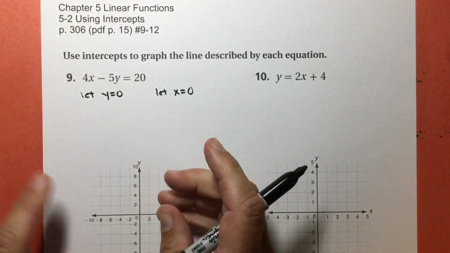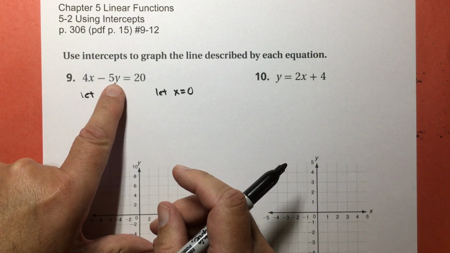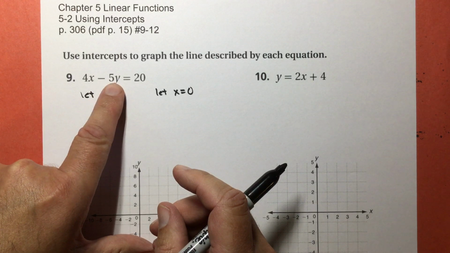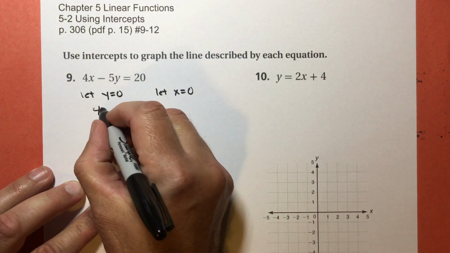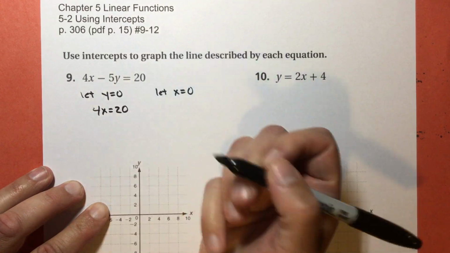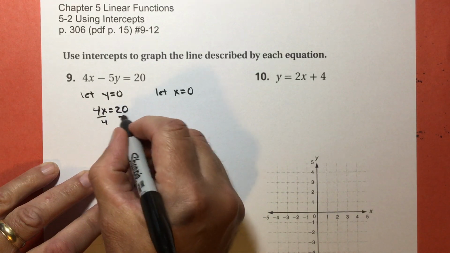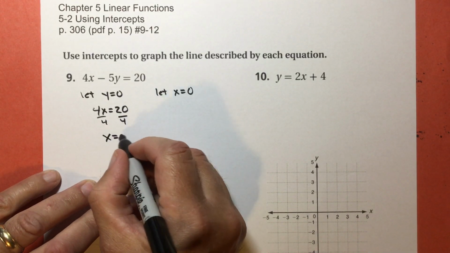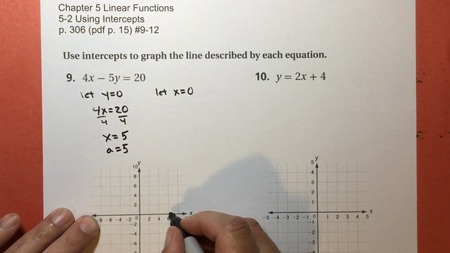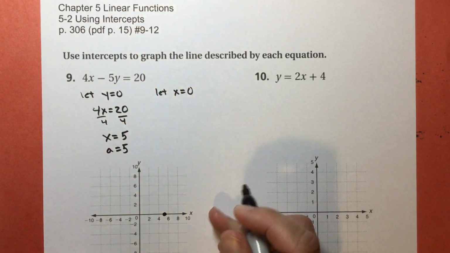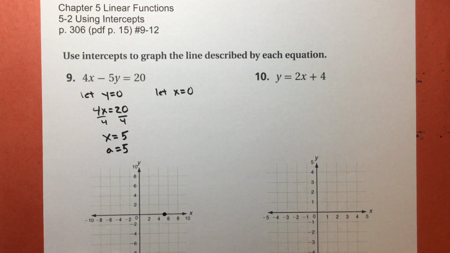All right, so I'm going to slow down and do that again. Y equals 0 right here. Negative 5 times 0 is 0. This is going to go away, and that gives me 4x equals 20. Divide both sides by 4, and I get x equals 5. So my x-intercept is 5, which is right here. Even though everything's marked by 2's, the 5 is between the 4 and the 6.